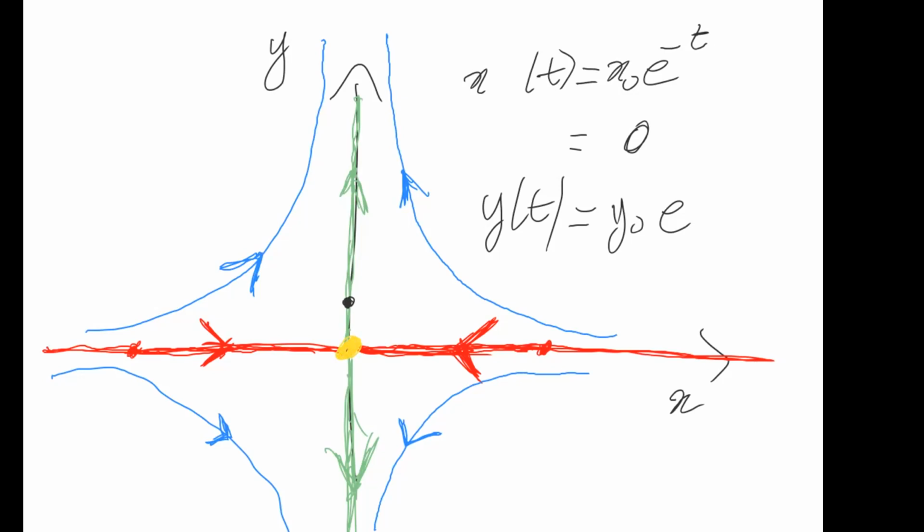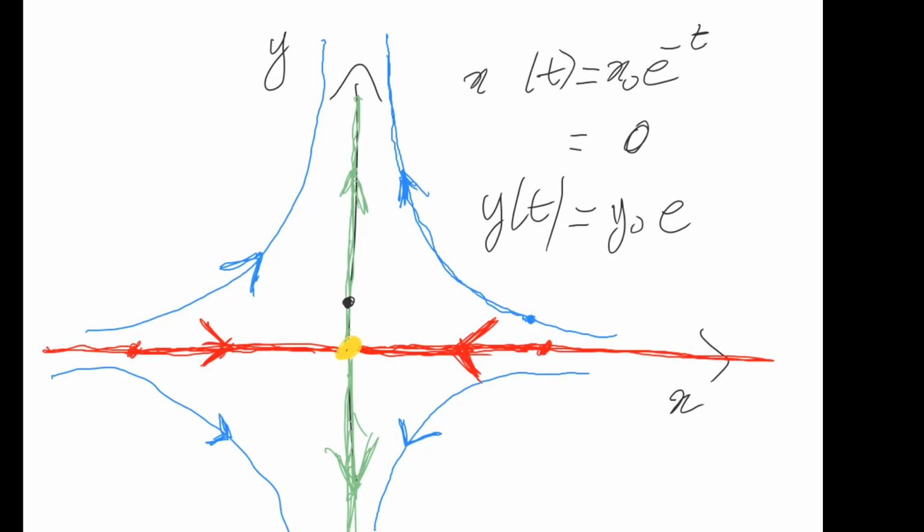For example, here I have some x0 positive and some y0 positive. As t goes to plus infinity, I follow the direction of this arrow, and my x goes to 0 and my y goes towards plus infinity. The trajectory lies on the curve defined by y of t as a function of x of t. And you have typical solutions in each quadrant of the plane.